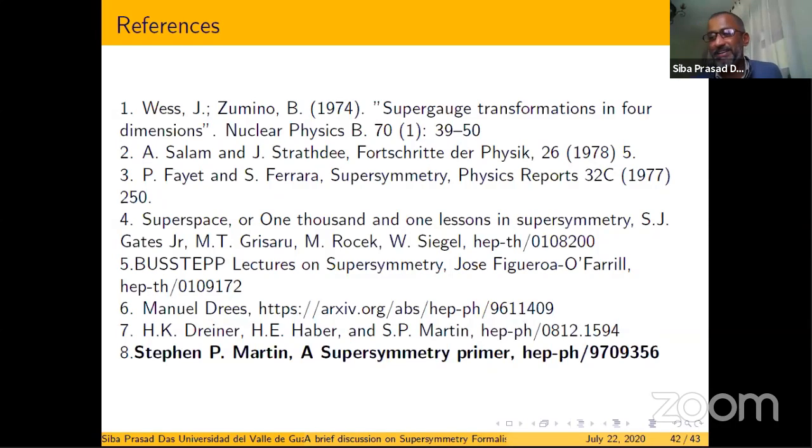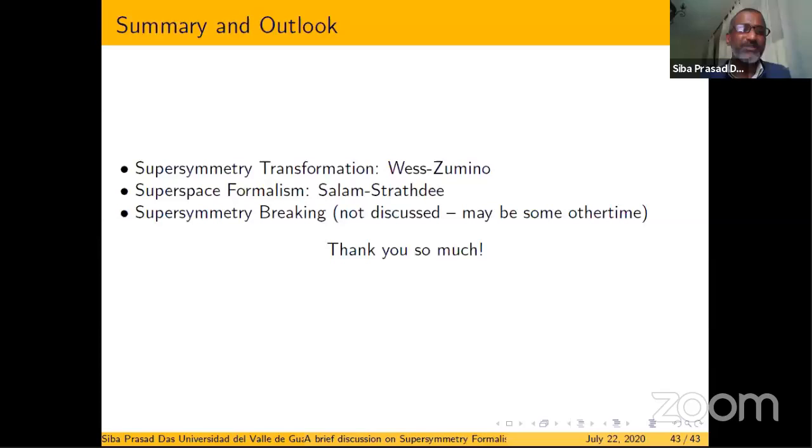And for today's lecture, what I discussed today, I totally follow one of the famous supersymmetry primers, which is also co-authored with Howard Baer. I totally follow reference number 8, line by line, text by text. So one can start with that, and it's beautiful. If I had a little more time, I could do it more. But it's a summary: the supersymmetry transformation we discussed, Wess and Zumino, and the superspace formalism, Salam and Strathdee. We didn't have time for supersymmetry breaking today, but maybe some other time. With this, thank you so much for all of your attention.